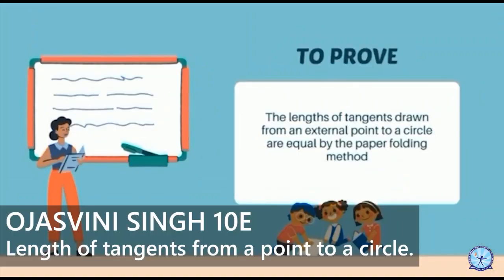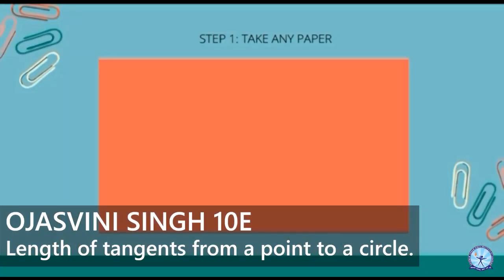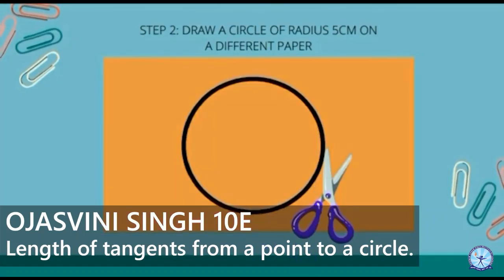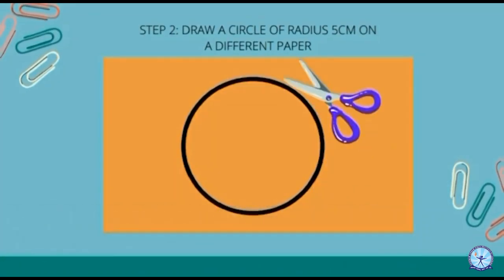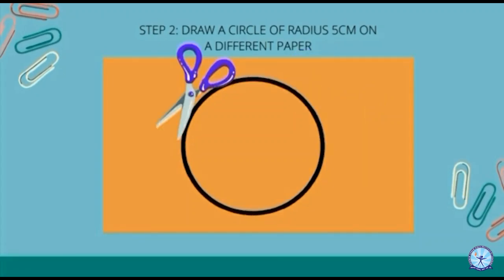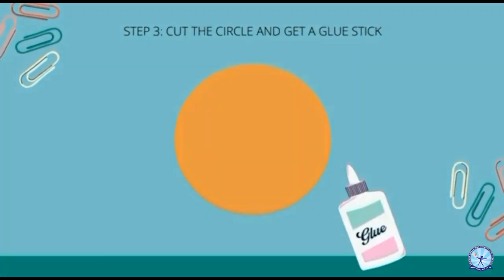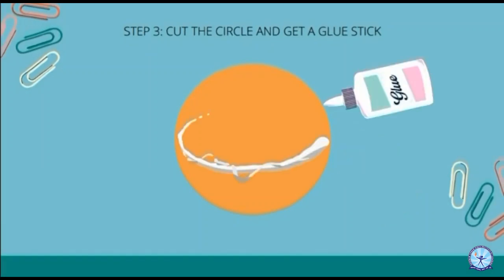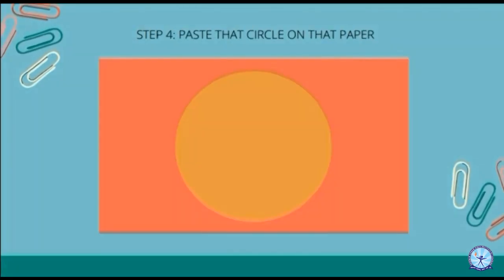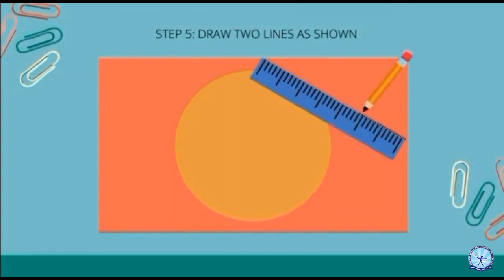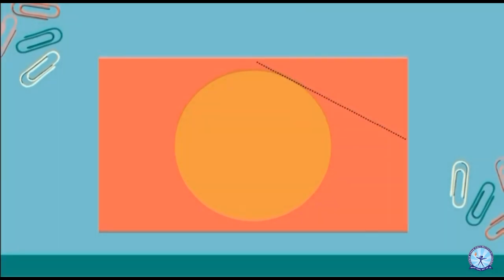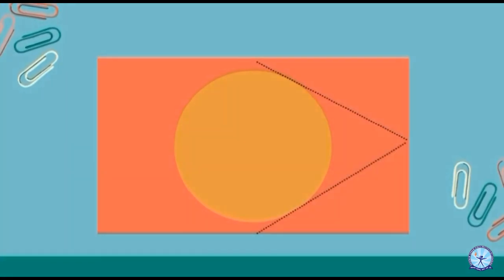First, take any paper that you can get at home and take another paper and cut it with a radius of 5 centimeter. You can take any radius, it's your wish, but cut the paper well. Now get some glue and apply it thoroughly on the circle and paste it on the paper that we had before. Now using a ruler, draw lines on both sides. As you can see, the first line is drawn. Draw the other line, and here we have it.